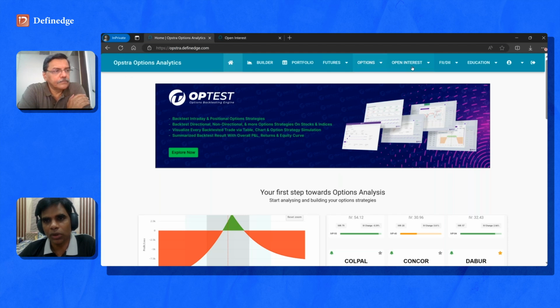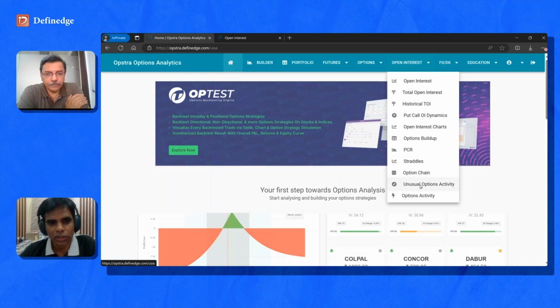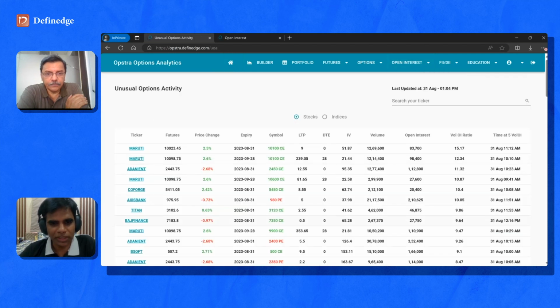You can access this tool from the Open Interest drop-down menu and click on Unusual Options Activity. Now, if you go here, you will be presented with this table. What we are looking for here are a few things. It shows me an option contract where the volume activity in comparison to open interest activity is very high.